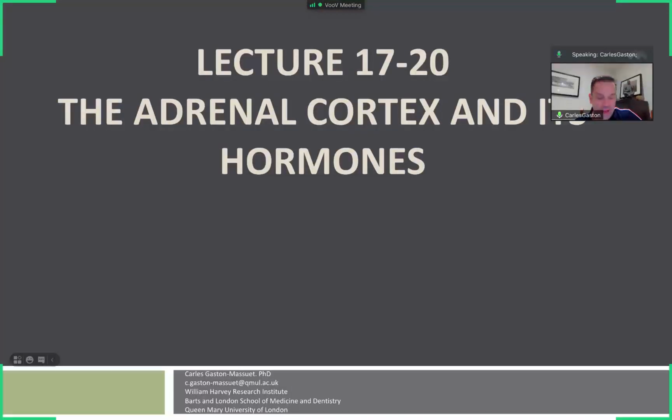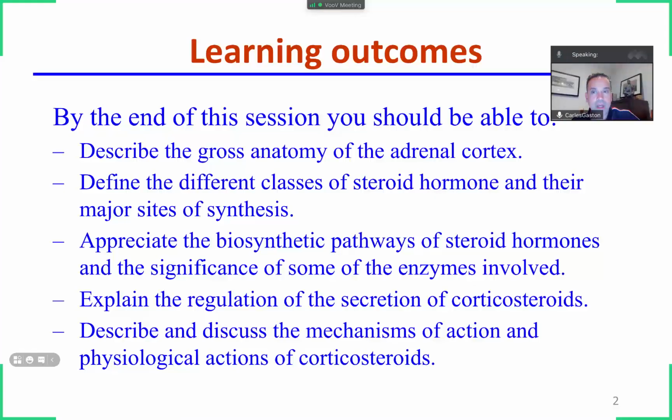So the few lectures that are coming are the adrenal cortex and its hormones. The learning outcomes of this lecture: by the end of this session, you should be able to describe the gross anatomy of the adrenal cortex, and define the different classes of steroid hormones and major sites of synthesis within the adrenal cortex.